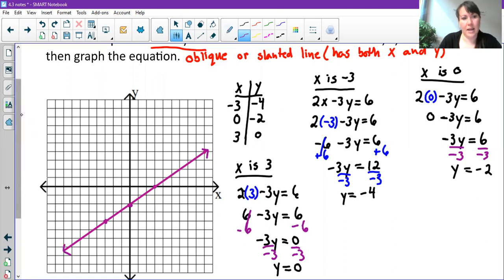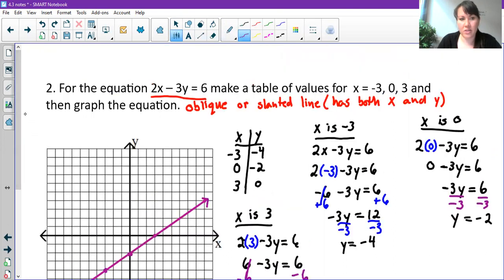Okay, so that is how you graph horizontal, vertical, and oblique lines.